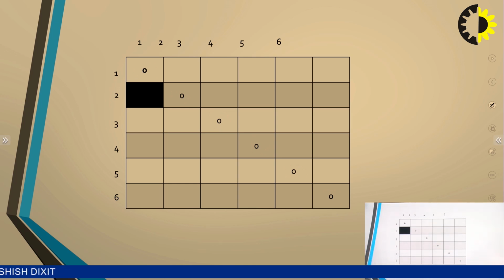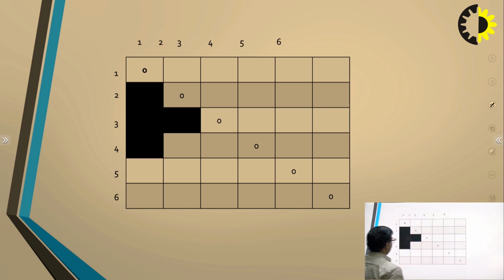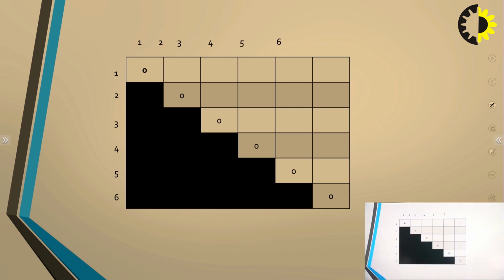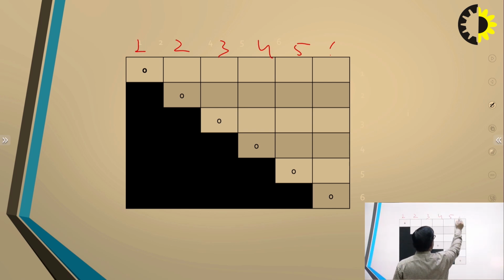Then below the diagonal, where it is less, we will leave it blank. These, and after these it will be removed. These are 1, 2, 3, 4, 5 and 6, and these are j.